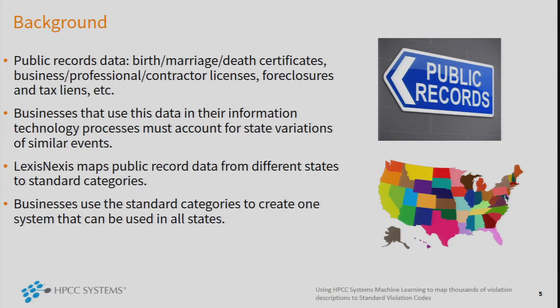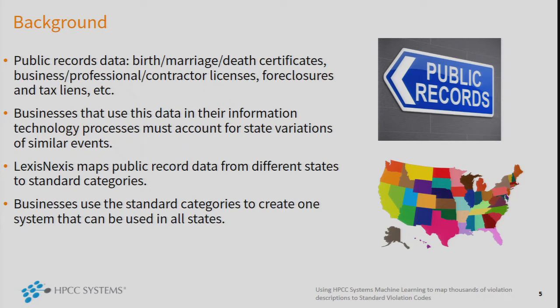So public records. Public records are data that's available. Most of our data comes from courts. And it's certificates for birth, marriages, it's licenses, professional licenses, foreclosures or tax liens. Right now, the data that we're working with has about north of 500 million records. And each of these data events has a text description.